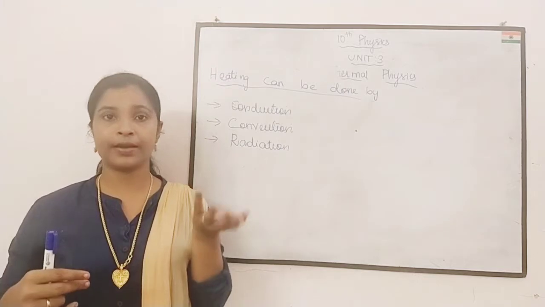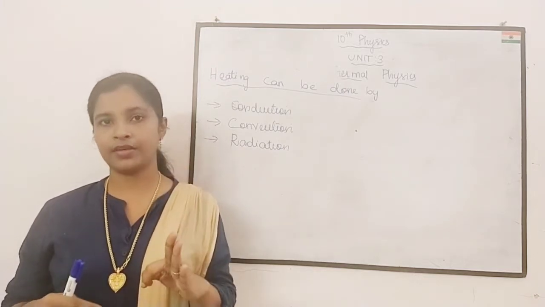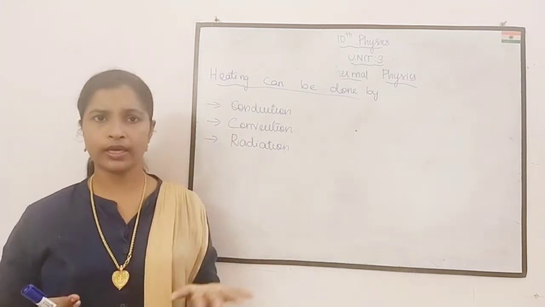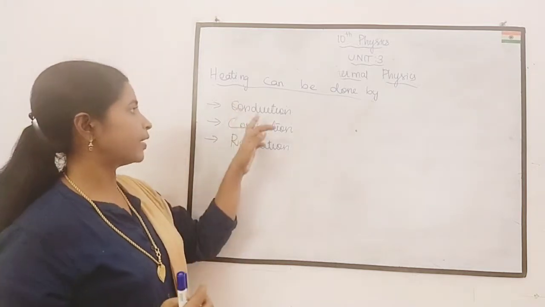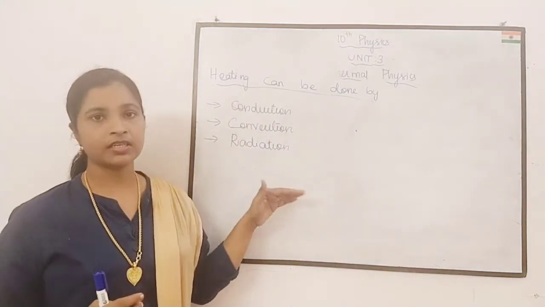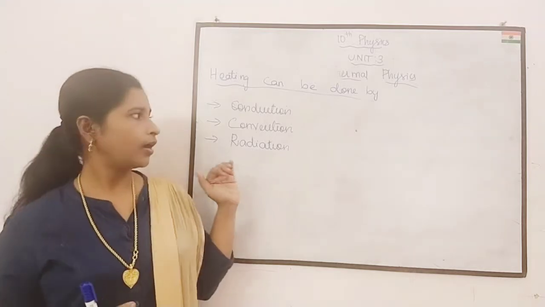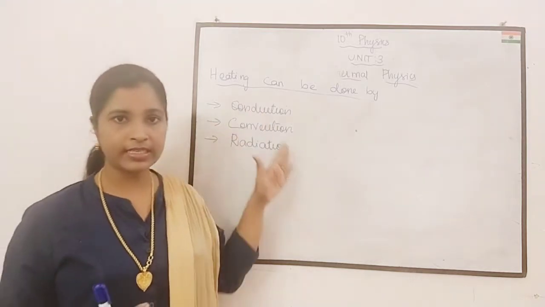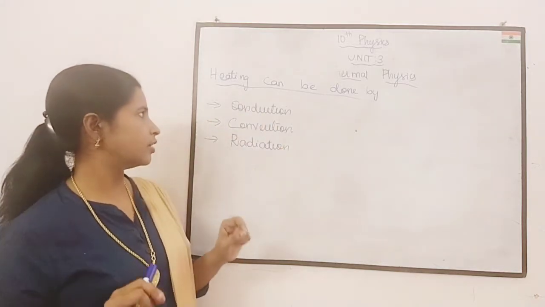How can the heating be done? It can be done in three ways. This you have studied in your lower classes. The heating can be done by conduction, convection and radiation. I think I need not explain all these in detail. Anyway, I will give you these tips.